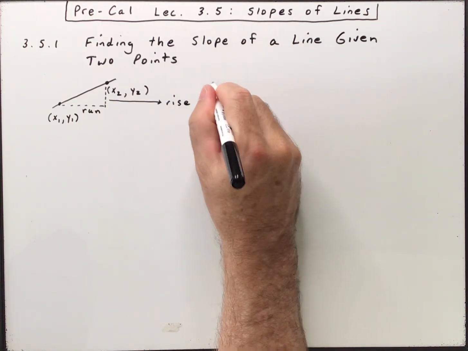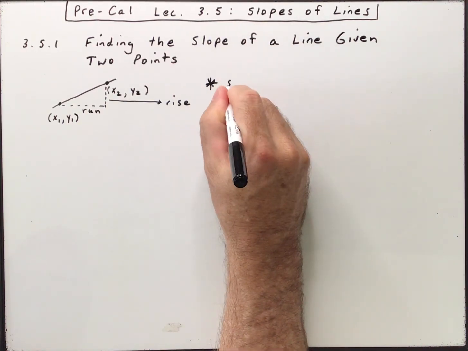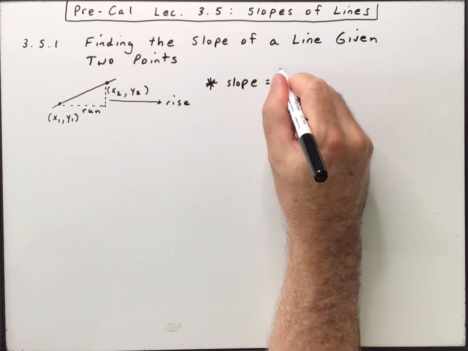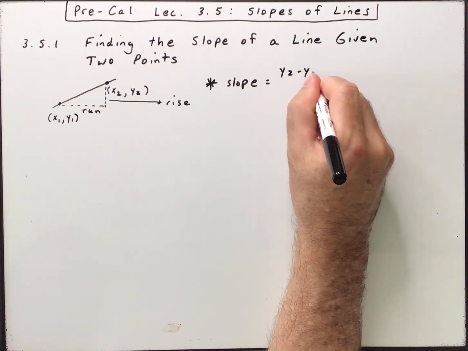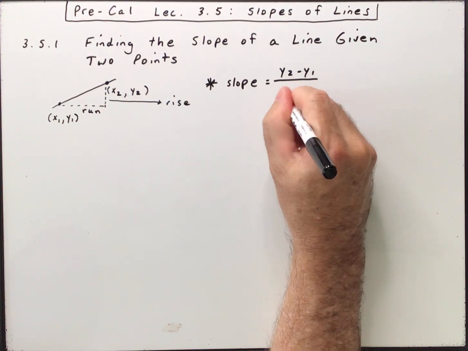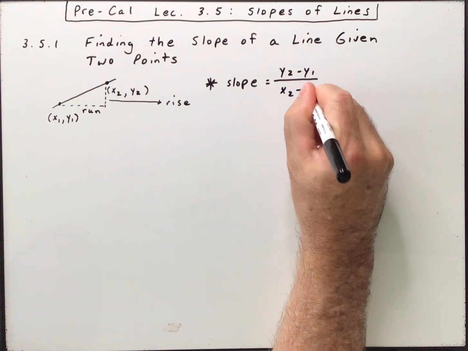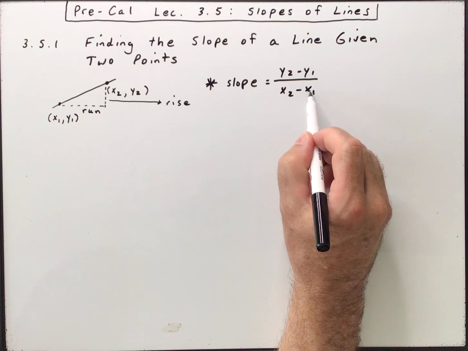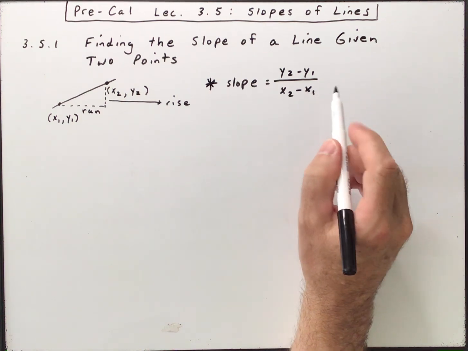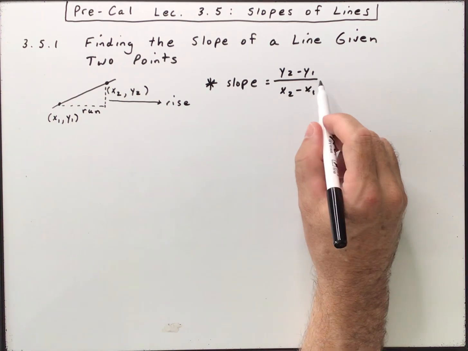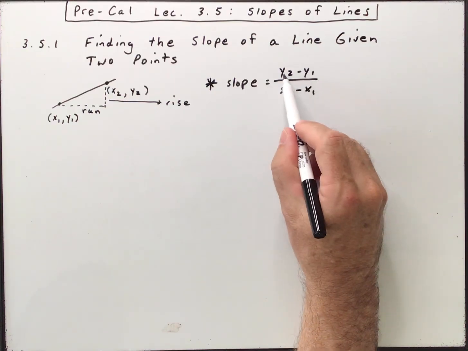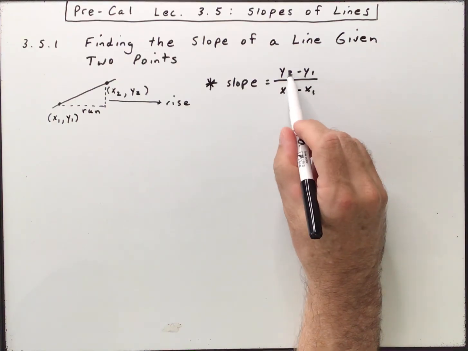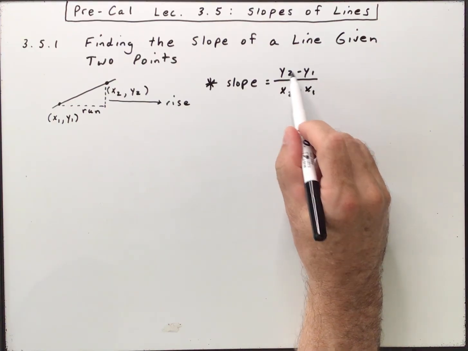Okay, so the slope is equal to y2 minus y1 over x2 minus x1. Now you can reverse those. You can do y1 minus y2 over x1 minus x2. You'll get the same answers because then the signs will take care of themselves, but you can't do y2 minus y1 over x1 minus x2. You have to have consistency in the 2 and the 1.